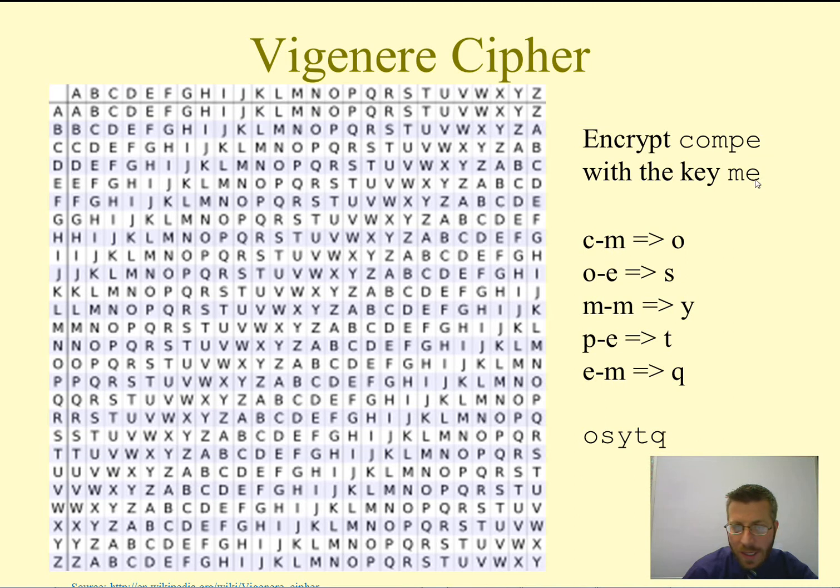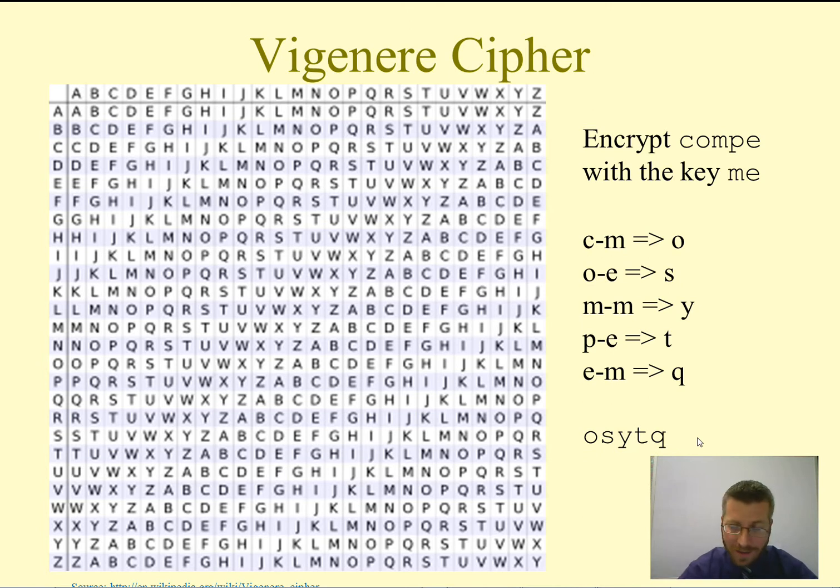The P with an E: here's my P, I go down to E, and you see that I have a T. And then my last one, an E with an M: here's my E, I go down to my M here, and it gives me a Q. So what I transmit is OSYTQ, and that would be COMPE encrypted with a Vigenère cipher with the symmetric key ME.